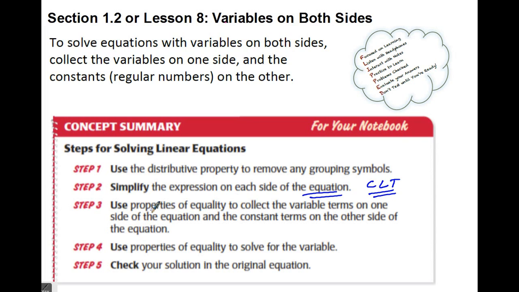From here, we're going to use the properties of equality. Those are the ones we brought up earlier in the lessons, where if you add on one side, you add on the other, subtract on one side, subtract on the other. Same thing with multiplication and division. Whatever you do to one side, you must do to the other side of the equation. Step 4, use properties of equality to solve for the variable. We'll talk about the easiest way to decide which side to solve for x, and then finally, check your solution in the original equation.